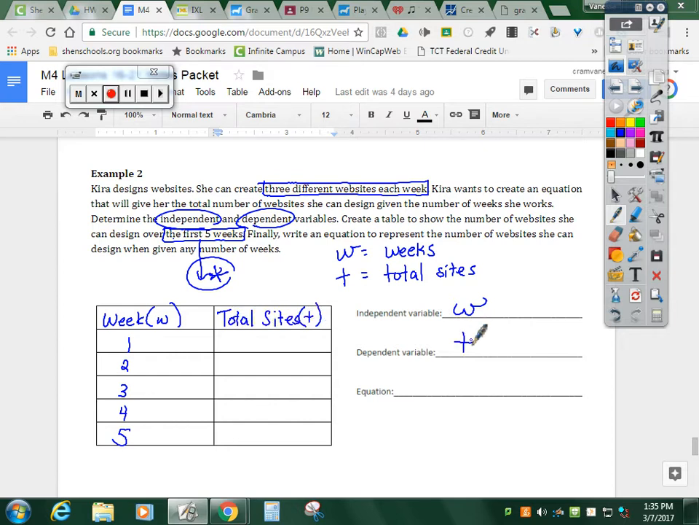Okay, because she makes 3 sites per week. So for every week, I'm going to times it by 3 to get the total of sites. So your table should be 3, 6, 9, 12, 15, because all of these are in order. Okay, so again, their equation writing should be very good with the coefficients. You are timesing the weeks by 3 to get the total number of sites, and you can write the backwards or reciprocal of this. You can take the total sites and divide it by 3 to calculate the weeks.